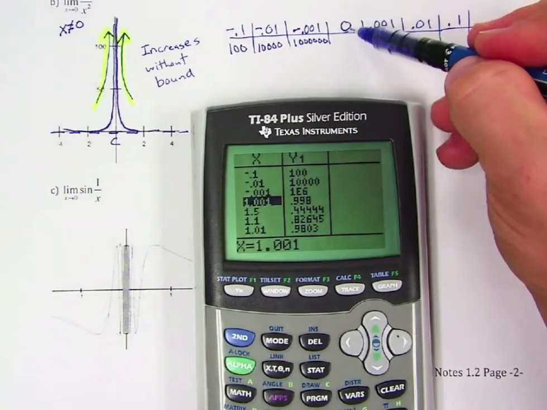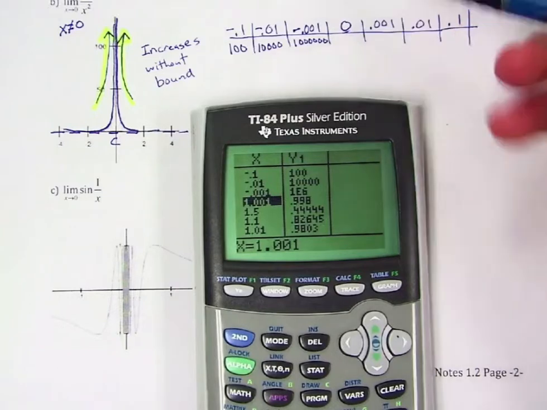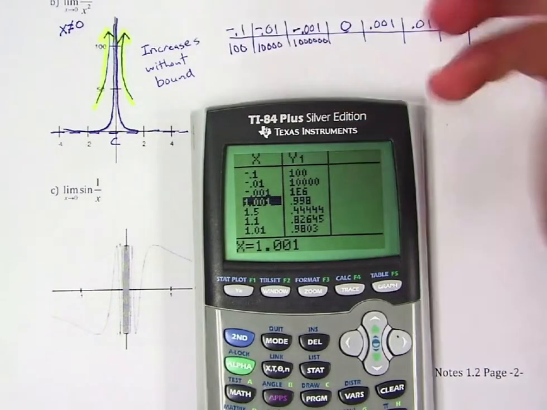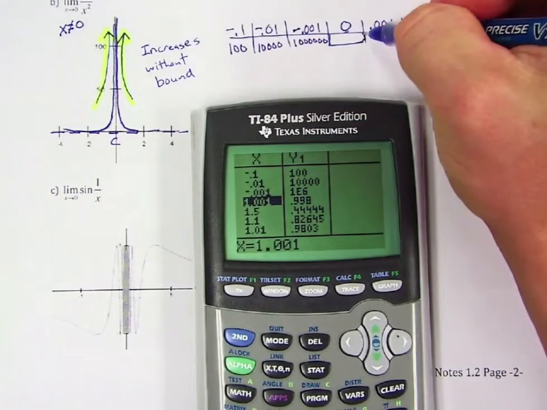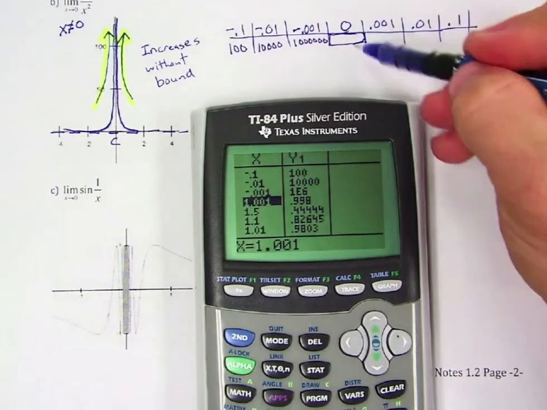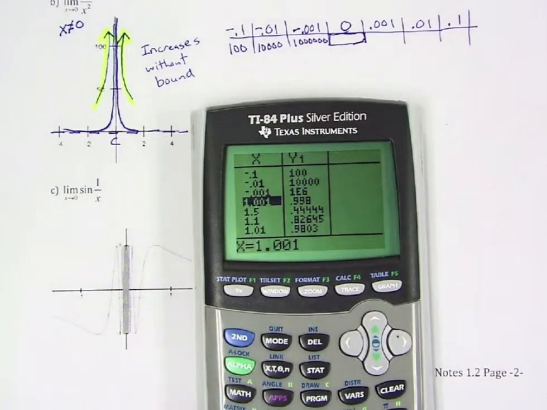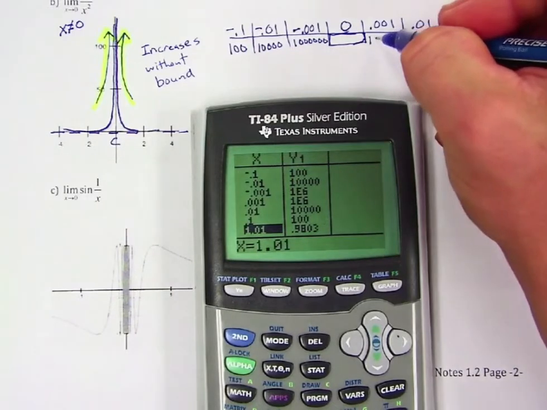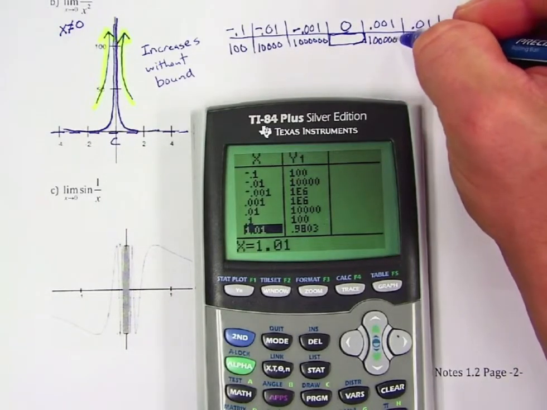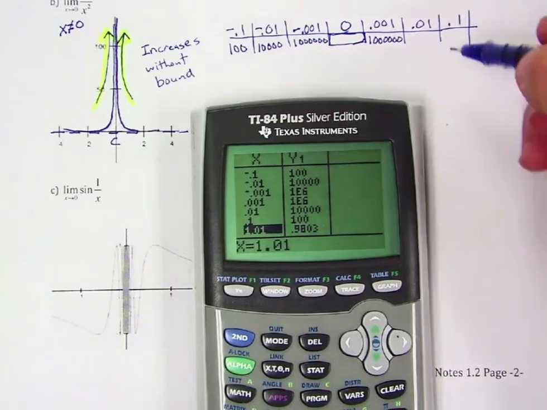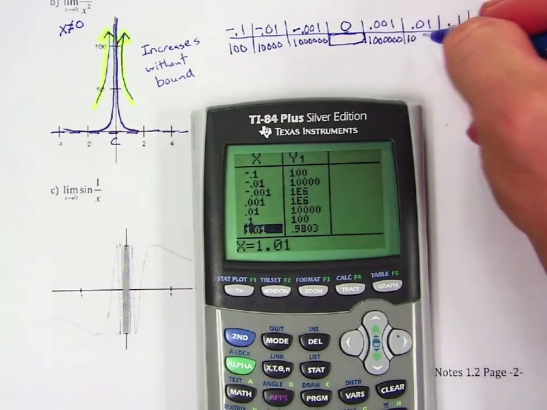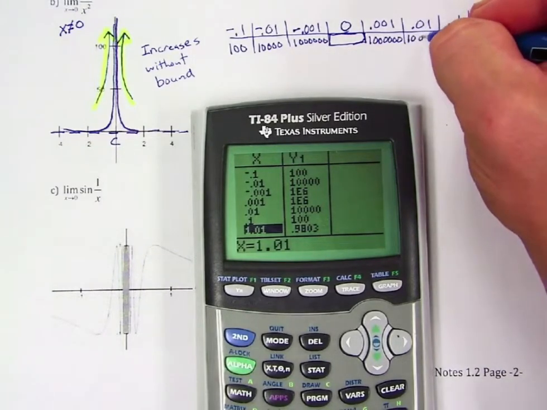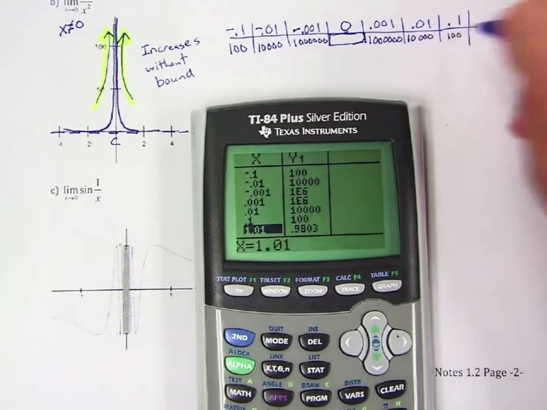Now, will we ever get to 0? Okay, we said no, we won't, because it's x over 0. However, that is not what causes this limit not to exist. Okay, we'll move on to the right side here. 0.001, 0.01, and 0.1. Now we get 1e6 again. So that's 1 with 6 zeros. .01 gives us 10,000. 0.1 gives us 100.